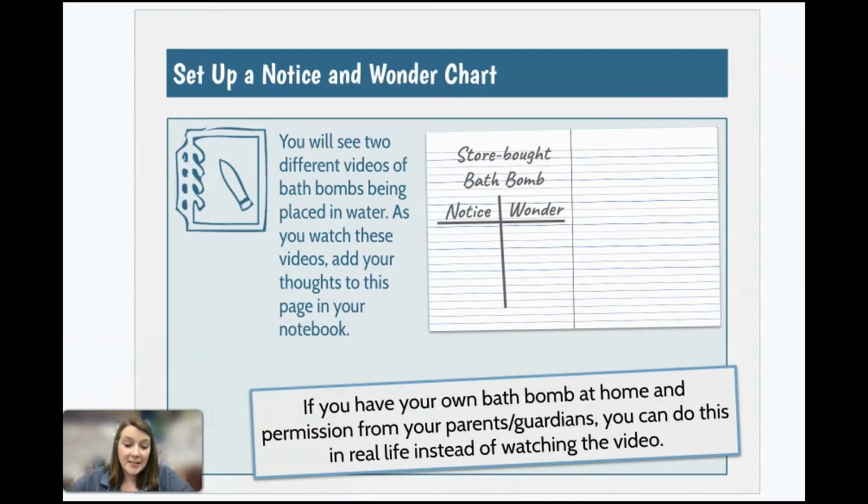I like to tell my students to aim for at least 3 noticings and at least 2 wonderings. A noticing is anything that you see or hear. This video does have sound. You won't be able to feel the bath bomb unless you're doing it at home, but the second video does include the person making the video giving some observations about what it feels like. And you won't be able to taste or smell in this video. Wonderings are any questions about what's going on, how it's working, those kinds of things. So let's go ahead and watch this first video.